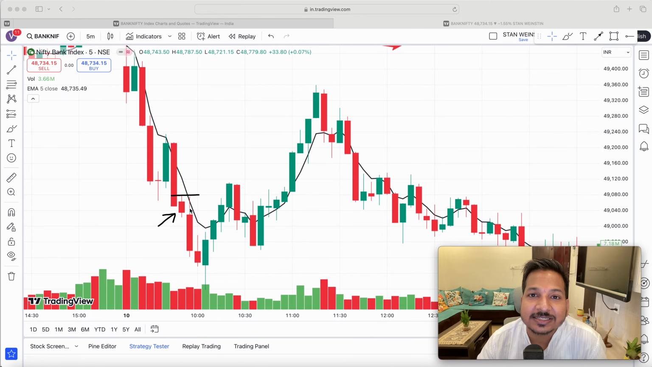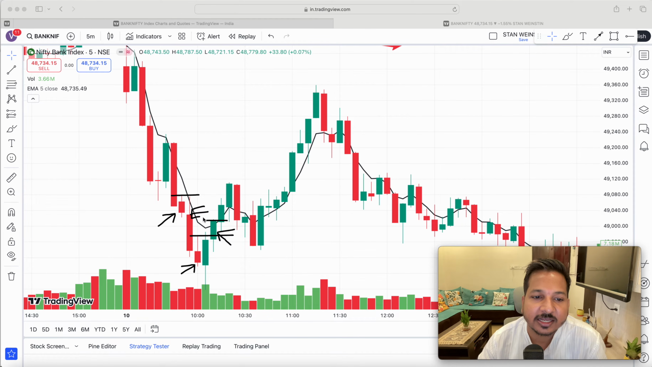So your system is violated. Now you have to wait for another candle. Here you see again one candle forms, and this is not touching the 5 EMA, and after some time this high is broken and closed by this green candle. So here your entry will be there.